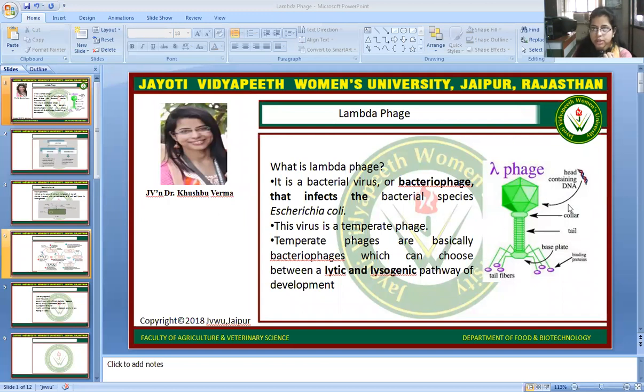This is the structure of lambda phage, where the head region contains the DNA, this is the collar region which is attached to the head, and the collar mediates between the head region and the tail region, and this is the basal plate which will be connected by the tail fibers, and tail fibers have the terminal binding proteins which will be helpful in the adhesion at the bacterial cell wall.